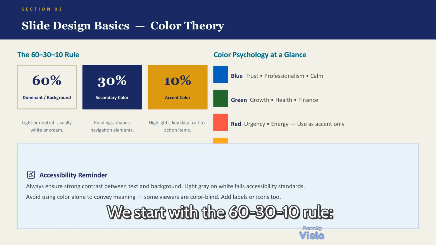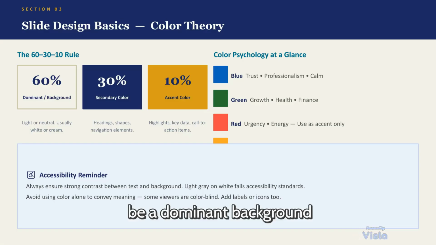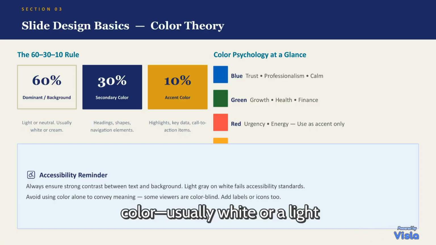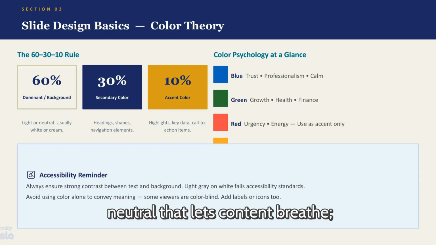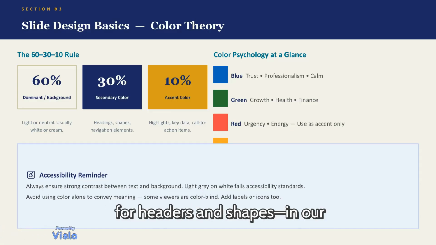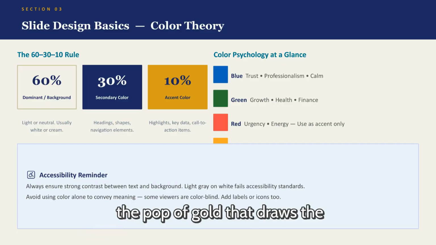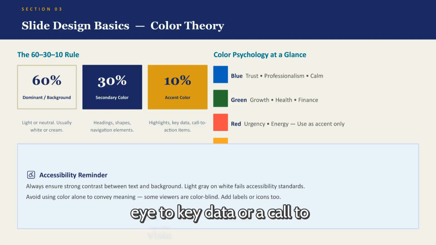We start with the 60-30-10 rule. 60% of your slide should be a dominant background color, usually white or a light neutral that lets content breathe. 30% is your secondary hue for headers and shapes. In our example, that's the navy blue. And 10% is your accent, the pop of gold that draws the eye to key data or a call to action.